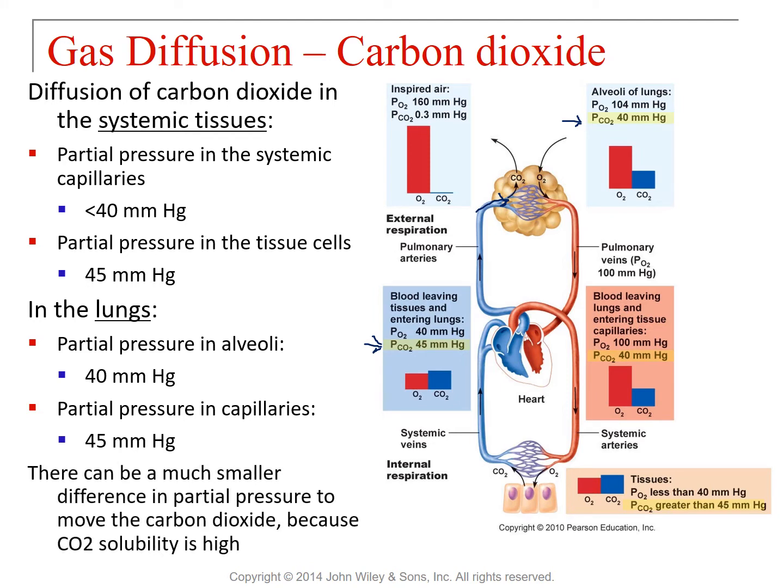So remember that oxygen required this giant difference in partial pressure, around 60 millibars, and CO2 only requires a small one. The reason why CO2 only requires this small difference in pressure to move is because its solubility in water is a lot better than oxygen. So again, much easier to move CO2 back and forth.